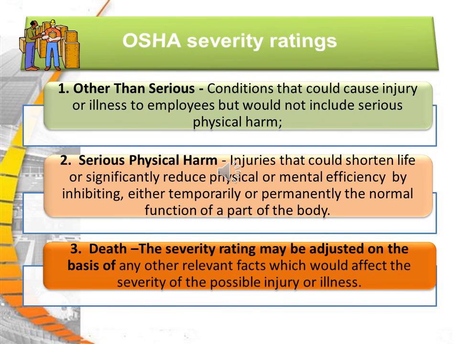OSHA's severity rating. Other than serious. These are conditions which could cause injury or illness to employees, but would not include serious physical harm. Serious physical harm are injuries that could shorten life or significantly reduce physical or mental efficiency by inhibiting, either temporarily or permanently, the normal function of any part of the body. Death. The severity may be adjusted on the basis of any other relevant factors which would affect the severity of a possibility of injury or illness.